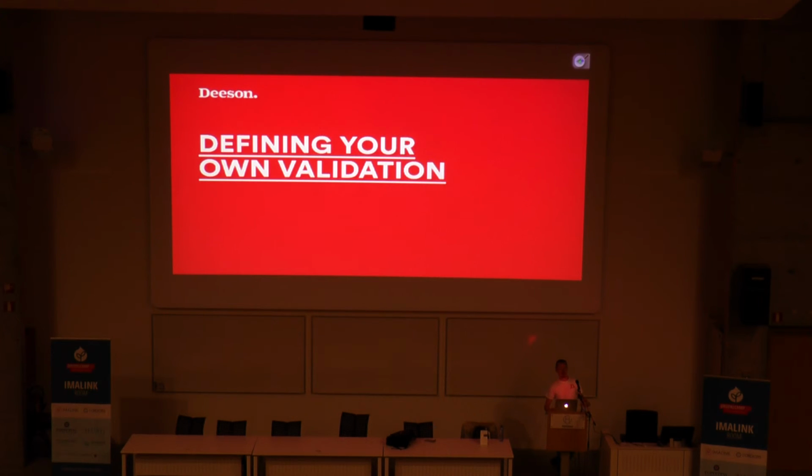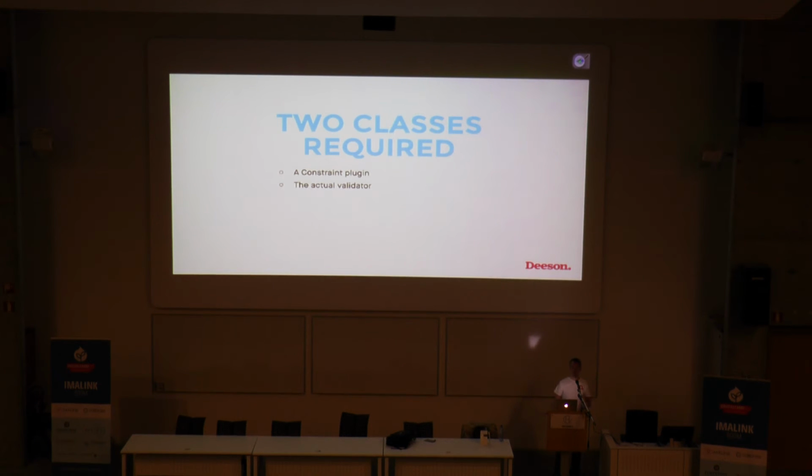So defining your own validation. This is how you actually add whatever I just explained. So if you want to have that custom car validation or whatever, how do you add it? It's actually quite simple. You need 2 classes. That's it. And one is actually very small. So you need a constraint plugin. It's a plugin because it uses the Drupal 8 plugin system. And you need an actual validator.